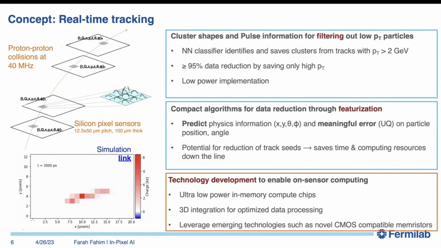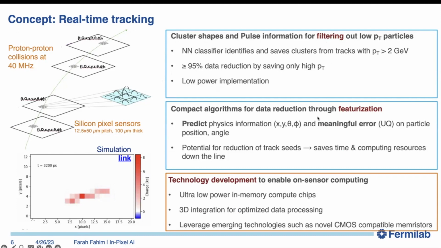Could we use a neural network classifier which identifies and saves clusters from tracks with high momentum? Say, for example, 2 GeV and above. And if we do this, could we, for example, reduce the data by 95% by only saving the high momentum tracks? And could this also be done as a low power implementation? Along with that, there are a few other things that we're looking at. This is the first step of doing data filtering.